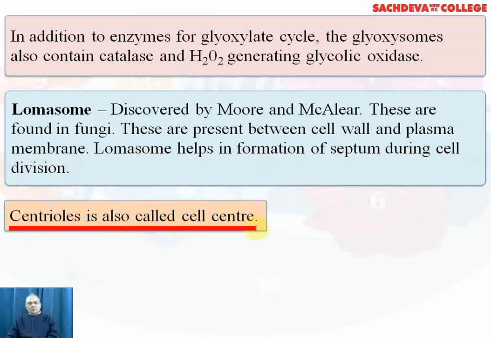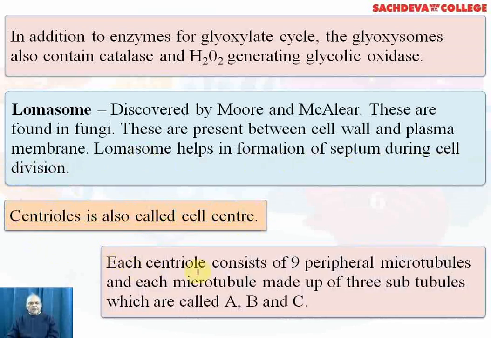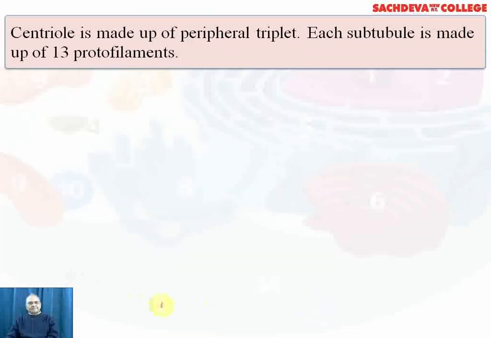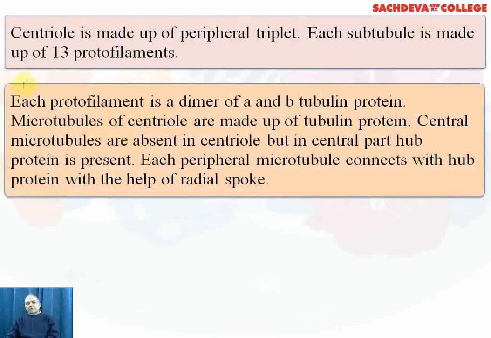Centriole is also called the cell center. Each centriole consists of 9 peripheral microtubules, and each microtubule is made up of 3 subtubules, which are referred to as A, B, and C. Centriole is made up of peripheral triplets. Each subtubule is made up of 13 protofilaments. Each protofilament is a dimer of A and B tubulin protein. Microtubules of centriole are made up of tubulin protein.